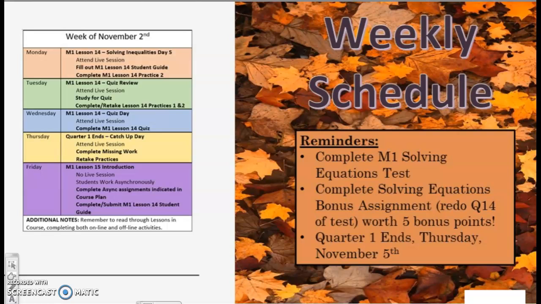So reminders for this week: complete the M1 solving equations test. Complete the solving equations bonus assignment. It is optional, but it is a redo of question 14 from the test. So if you did not do well on that question on the test, this is a chance to get some bonus points. Quarter one ends this Thursday evening at 11:59 p.m. So all work must be submitted for the quarter one progress grade by 11:59 on Thursday, November 5th.